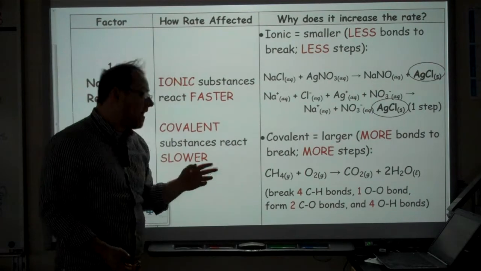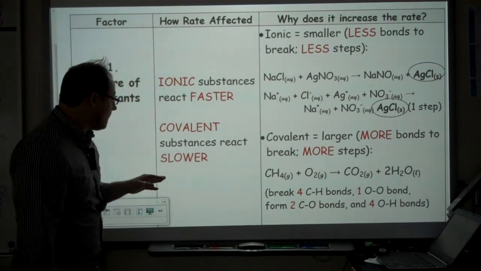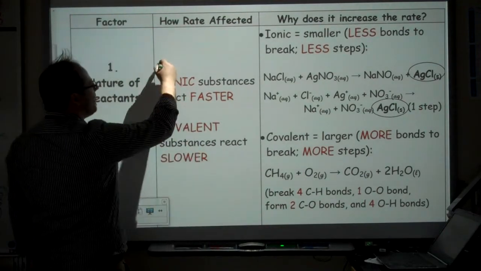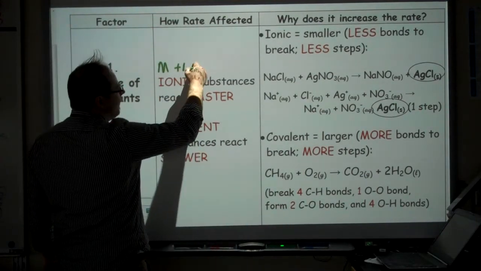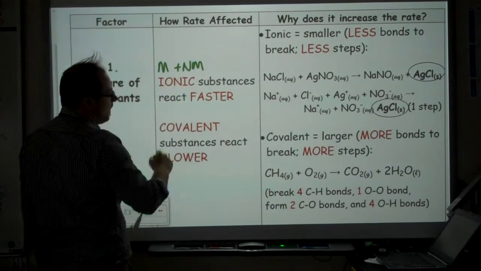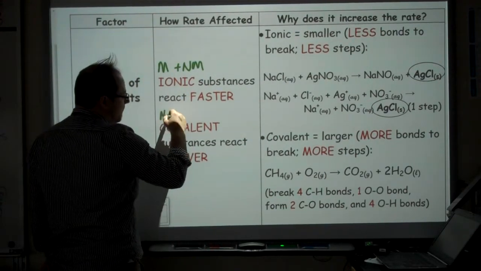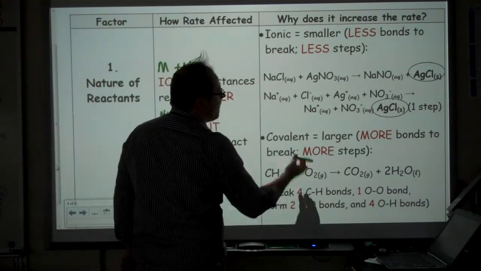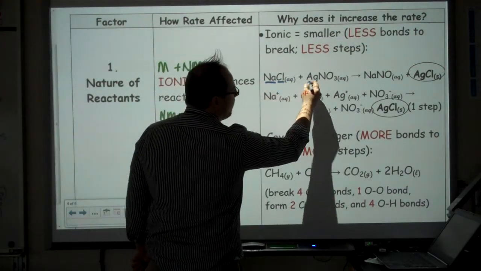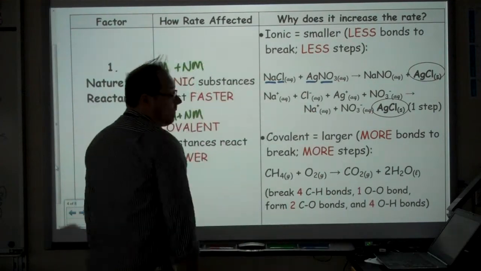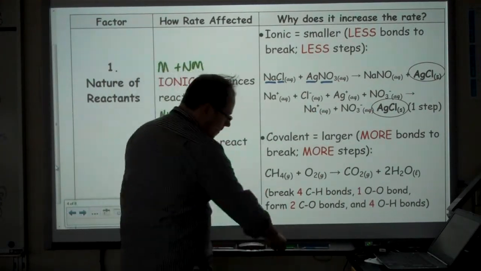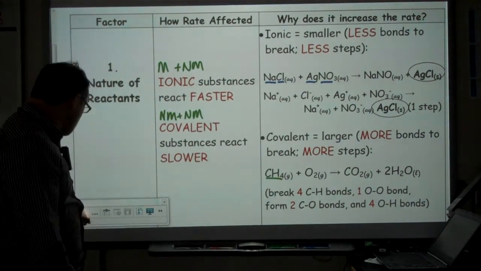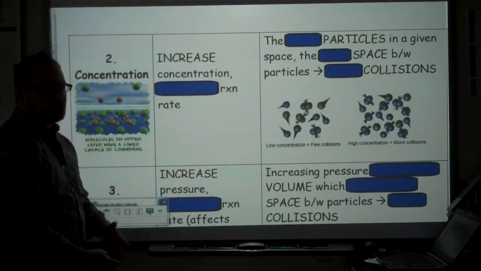So ionic compounds react much faster than covalent compounds because of their nature. And remember, if you have to figure out an ionic, that's a metal plus a non-metal, M plus Nm. And a covalent is a non-metal plus a non-metal element. So we're talking about the types of elements involved: in ionic compounds, metals and non-metals mixed. In covalents, we just have non-metals sharing their electrons. So let's move on to see the other factors. Concentration.